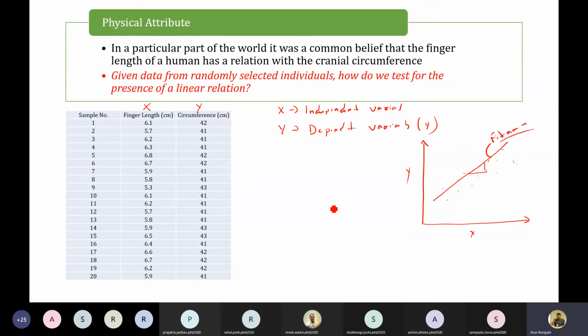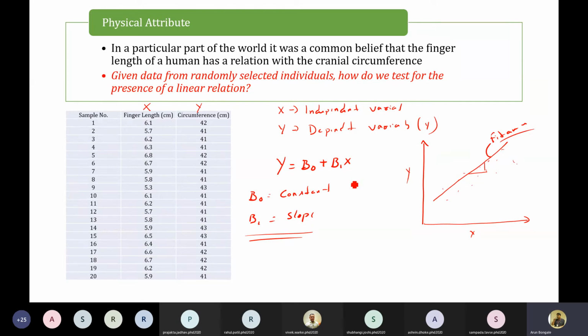for this line, right? And the equation will have a form like this: b naught plus b1x, where b naught is a constant and b1 is the slope, right? This everybody knows, basic mathematics.